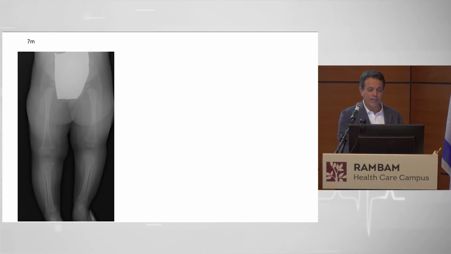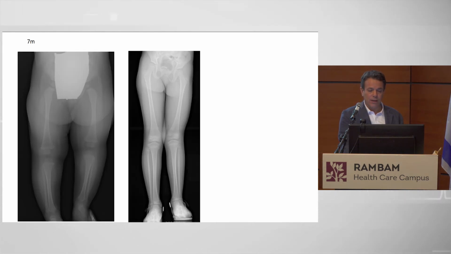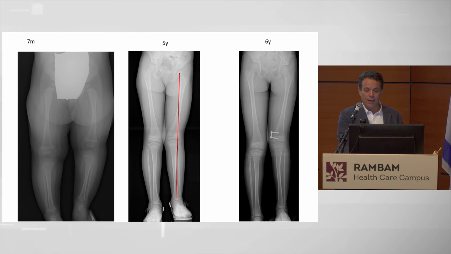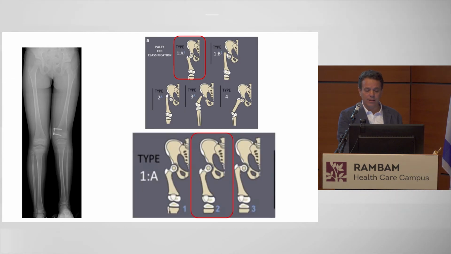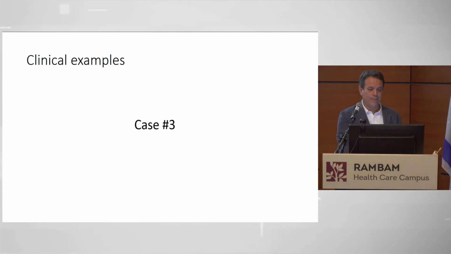Next case is a 7-month-old patient. As you can see here, there's valgus of the left lower limb. And here you can see that we have performed a Dega osteotomy in preparation for lengthening. And as you understand, this is a 1A2 because we have already dysplasia that was needed to treat prior to lengthening.